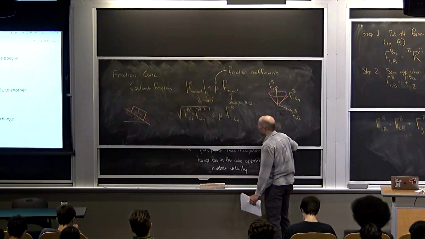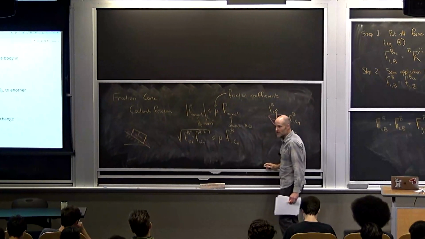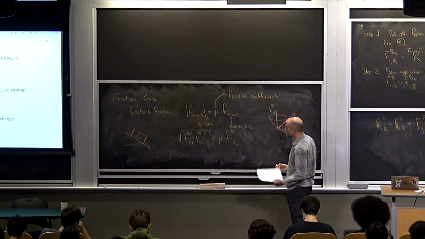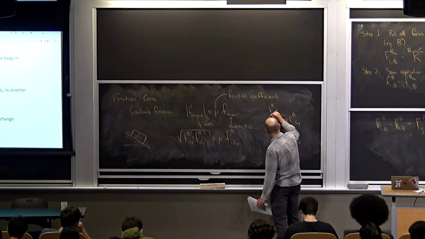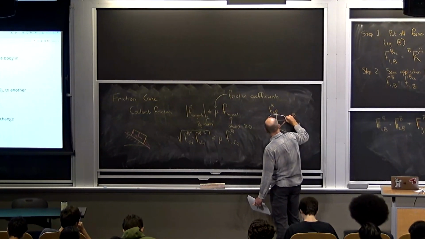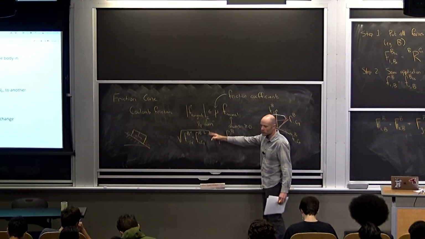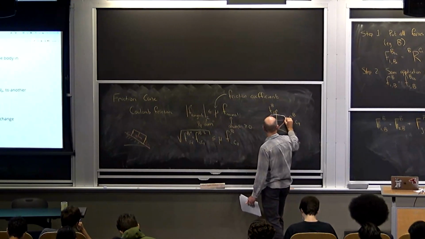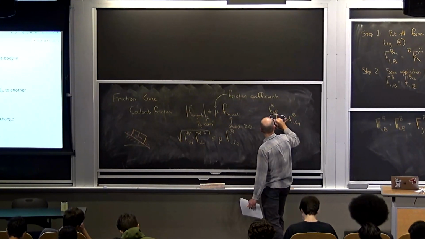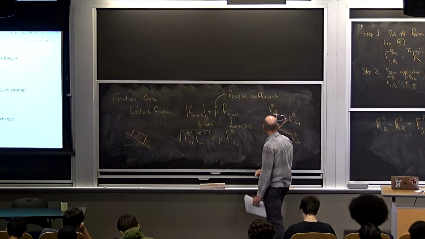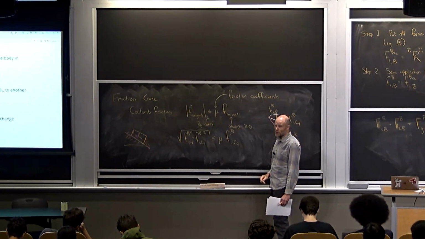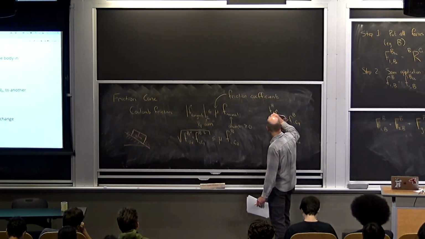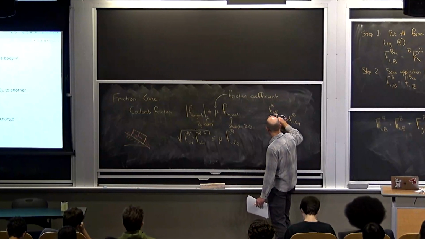Oftentimes for optimization or for faster simulation, it can be useful to approximate this with a polyhedral approximation of the friction cone, because some of these square roots are kind of a nasty thing. So sometimes you'll use a polyhedral approximation of that friction cone. I could say a lot more, but that comes up naturally in a lot of optimization formulations.